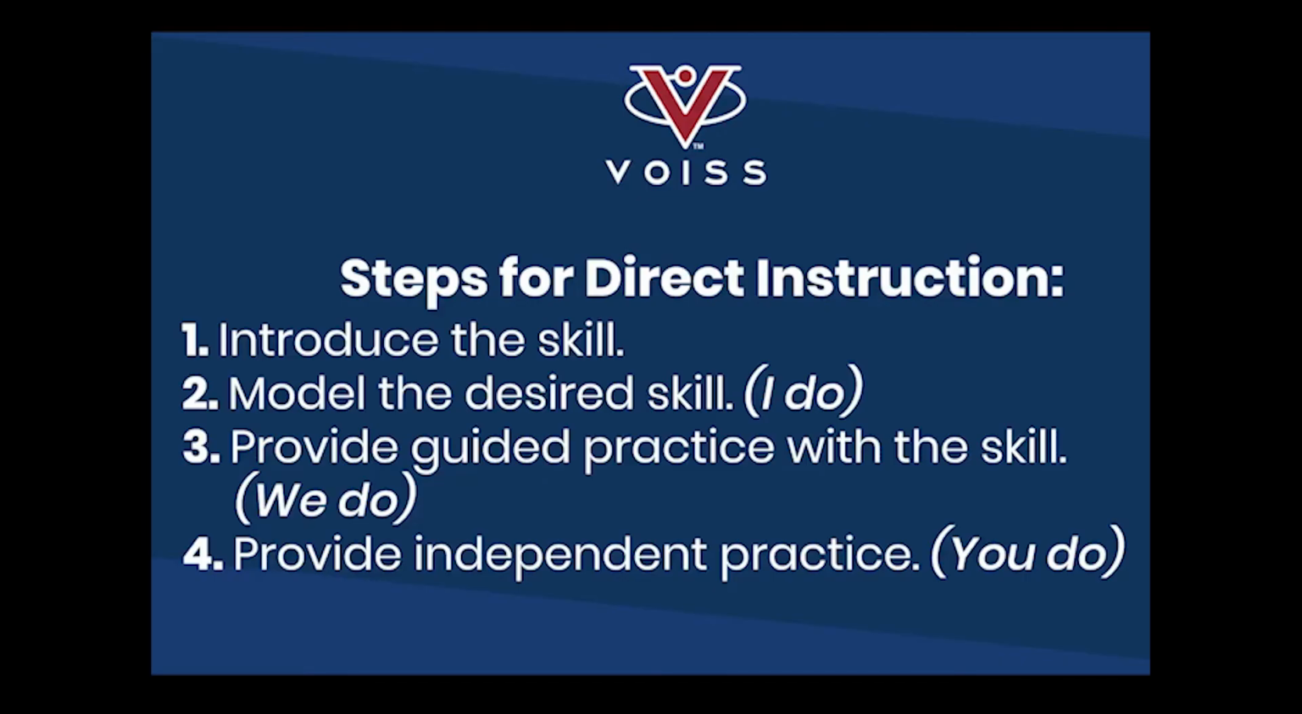Direct instruction revolves around 3 important steps. We call these I do, we do, and you do. In practice, then, the teacher first models the skill, I do. Next, the student practices the skill with the teacher, we do. And finally, the student completes the skill without teacher support, you do.